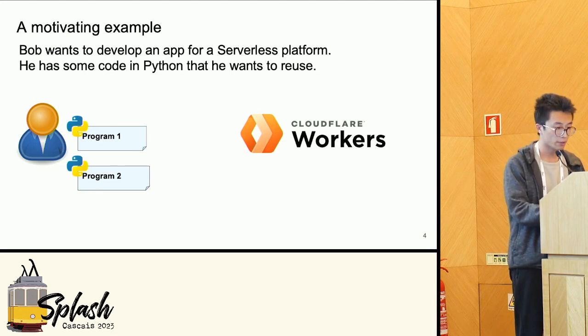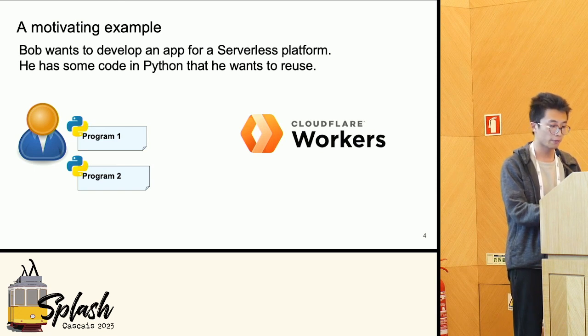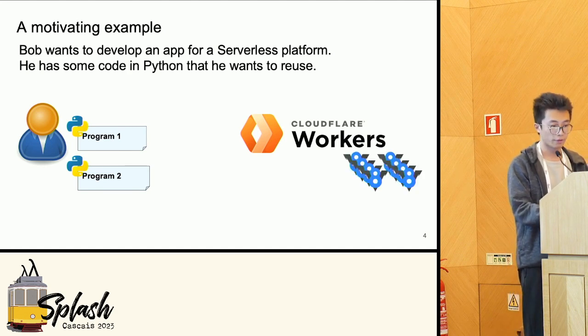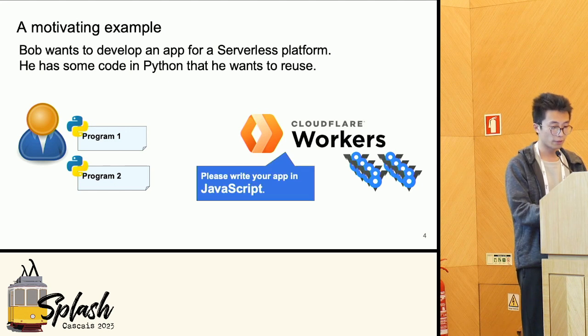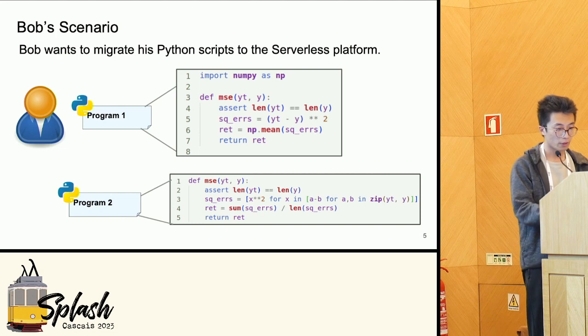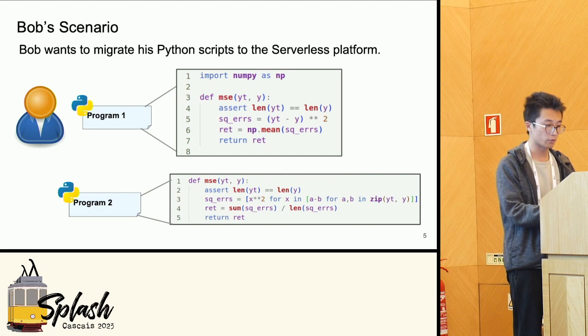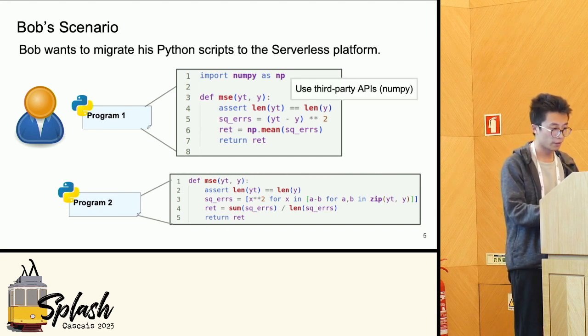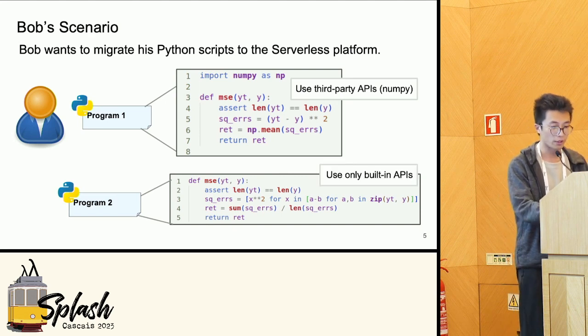Here, Bob wants to develop an app for a serverless platform, and he has some code written in Python that he wants to reuse. But the serverless platform only supports JavaScript runtimes, and requires developers to write applications in JavaScript. So Bob wants to translate his existing Python programs to JavaScript. The details of the code here are not important, but notice that program 1 uses third-party APIs provided by a library called NumPy, and the second program uses only built-in APIs from the Python standard library.